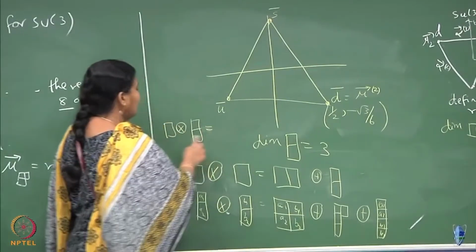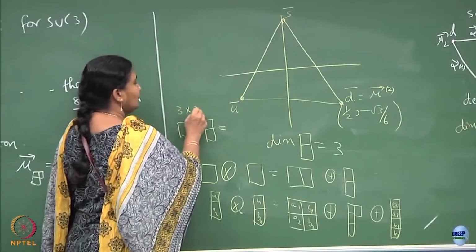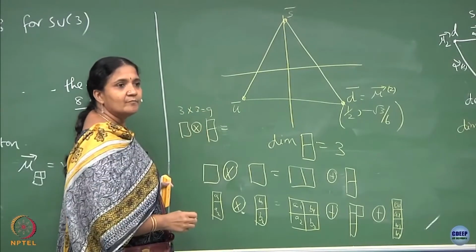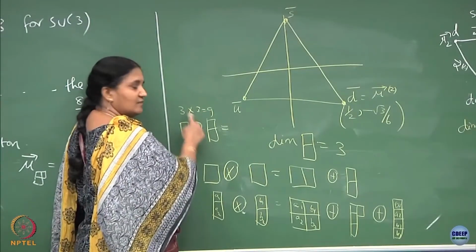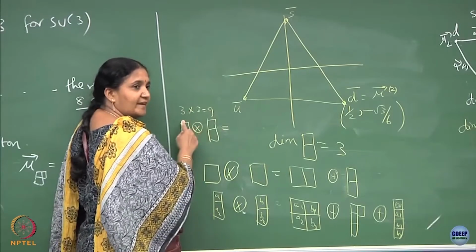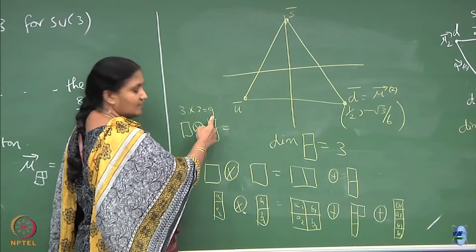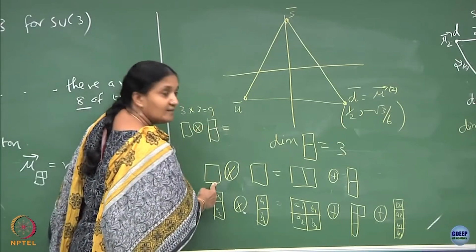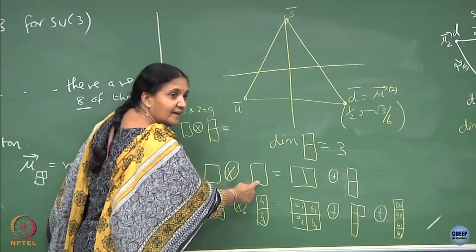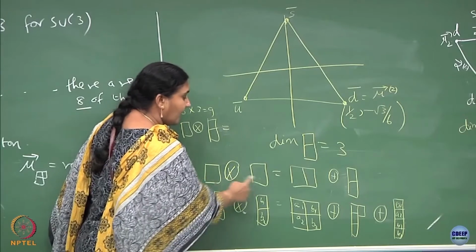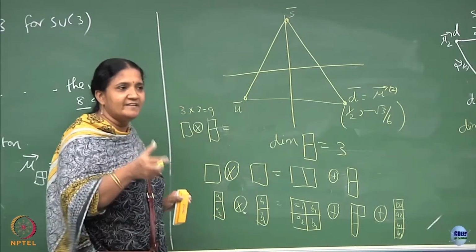How many will be the dimension here? It is 3 into 3, which is 9. This is 3 dimensional, this is also 3 dimensional, this is 9 dimensional. This 9 dimension is a reducible representation. Same here, 3 dimensional quark, this is 3 dimensional quark, it will be a 9 dimensional diquark.